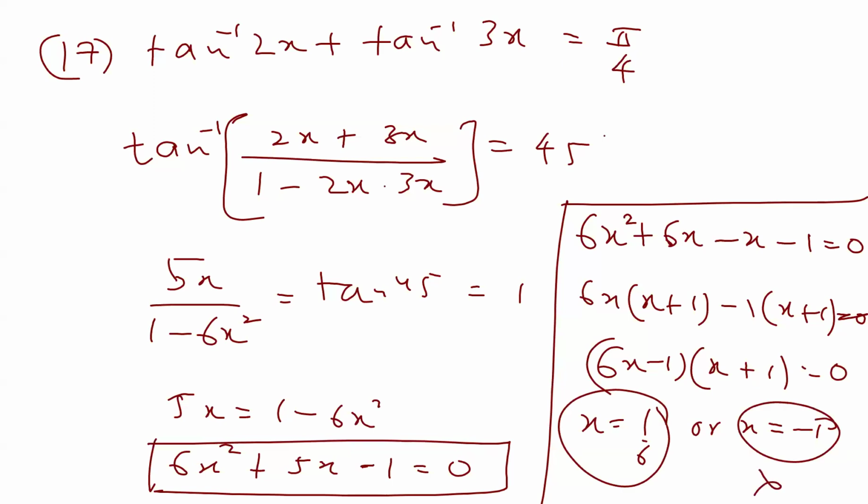Now we'll discard the negative value. I'll tell you why. Because tan inverse of any negative value, that is 2 into minus 1 is minus 2, is a negative tan inverse. So this value will give you a negative angle. This will also give a negative angle. So negative will add up to give you a negative angle. But then the right hand side is positive. So we'll discard the negative value over here, that is minus 1.